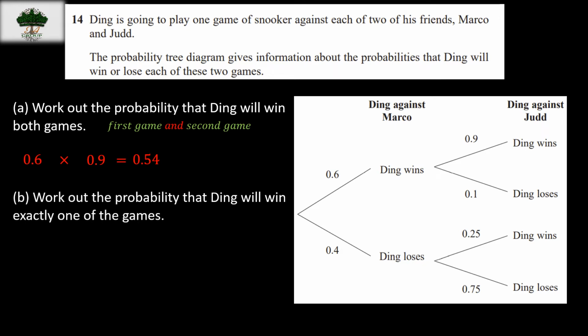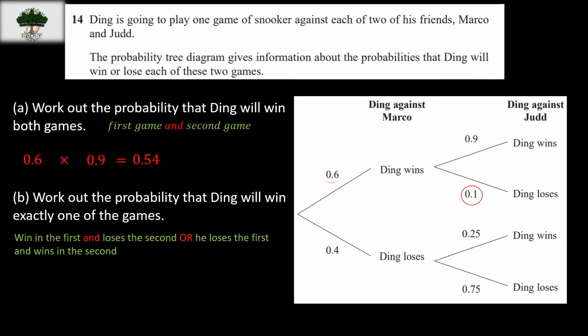In the second part, part B, work out the probability that Ding will win exactly one of the games. Exactly one means he will win the first game and lose the second, or he loses the first game and wins the second. So we have two keywords here: "and" and "or". "And", as we mentioned in the first part, means multiplication. But what about "or"? In probability language, "or" means union, which means add, or plus.